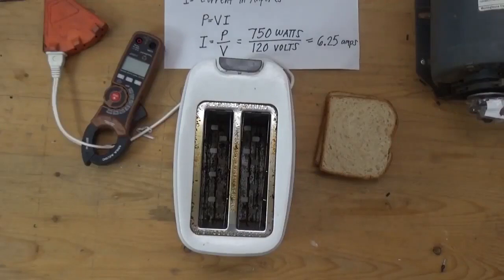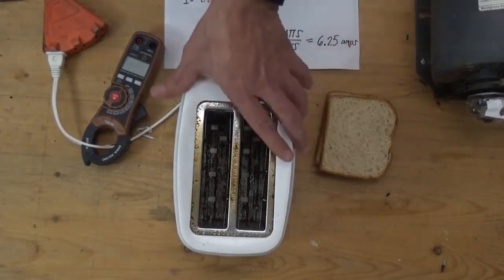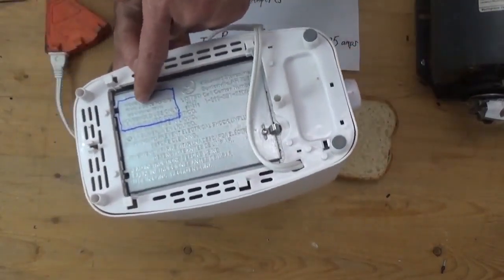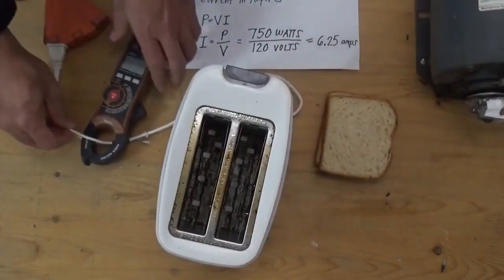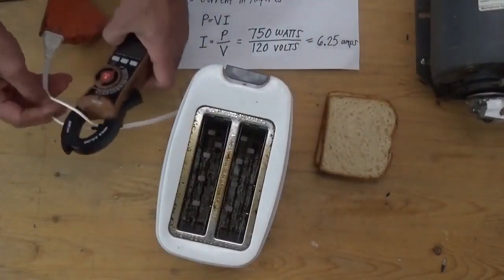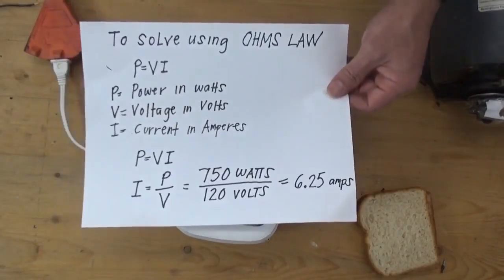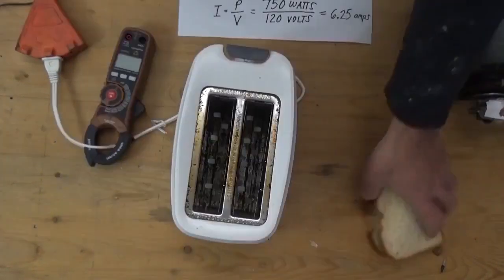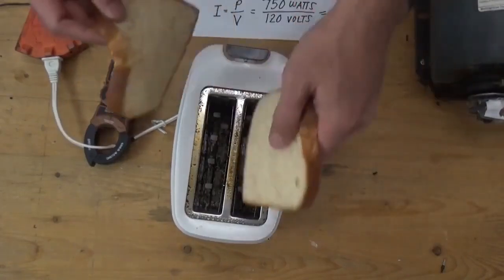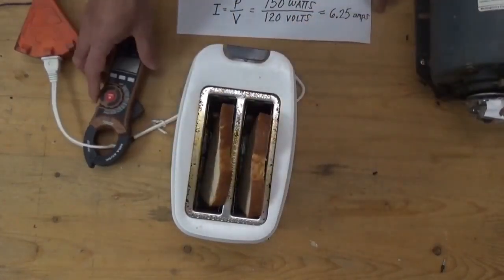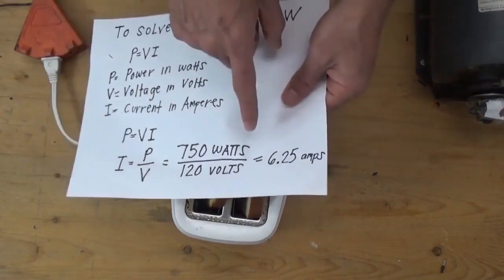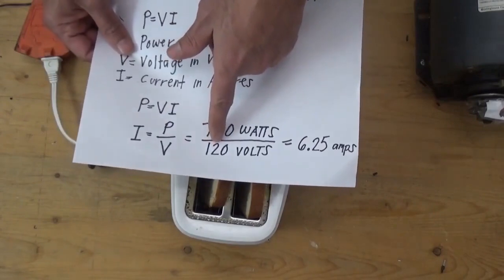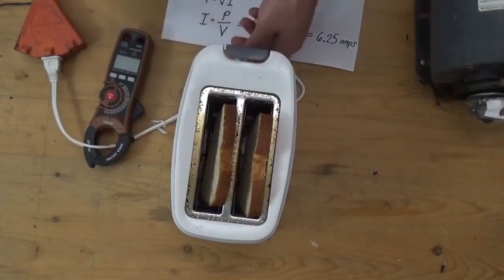Welcome to the Ohm's law practical exercise. Here we have a bread toaster with ratings of 750 watts and 120 volts, and I have connected in series my clamp ammeter. We are going to prove in our computations if our current is 6.25 amps. And I have a bread here that we're going to toast. We're going to get the current, which should be 6.25 amps because we have a power of 750 watts over 120 volts. Let's prove it.